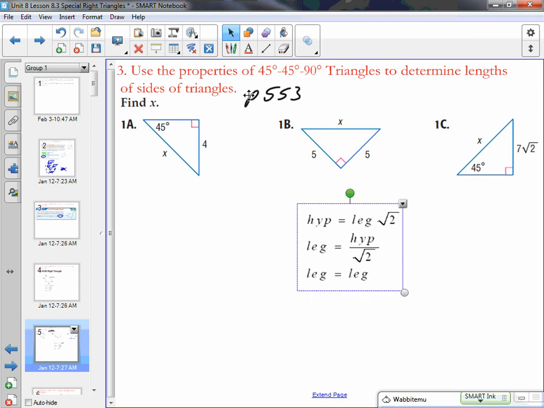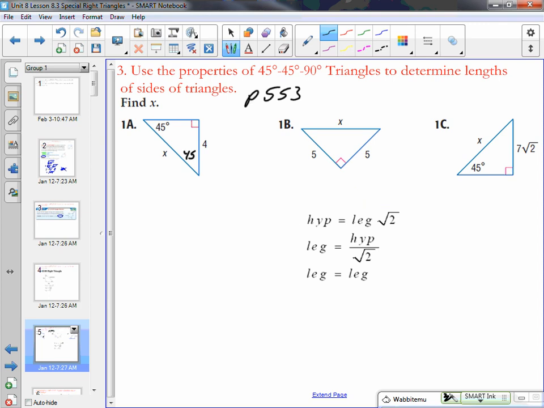So, number 1A. First, we need to identify, make sure this is a 45, 45, 90 triangle before we use the properties of a 45, 45, 90 triangle. I see the right angle, I see one 45-degree angle. Well, doesn't the missing one have to be 45? Has to. So, fill it in if you want, I don't care. The length of one leg is 4. That means the length of both legs is 4. We're supposed to find X.